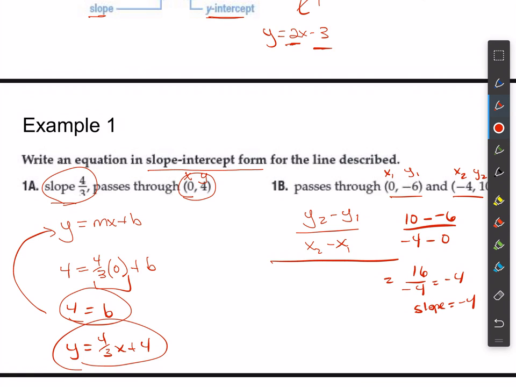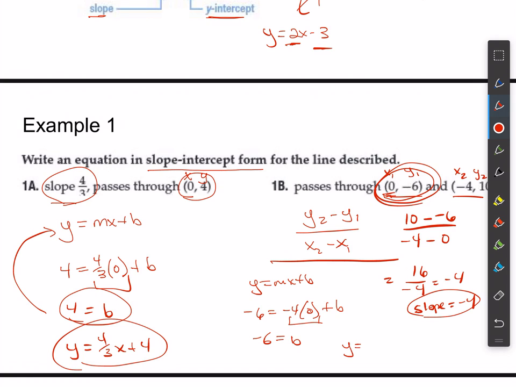Now I'm going to use a point. The point I'm going to use is this one because I like this 0 here, and I think it's going to make things easy. So we're going to go back to y equals mx plus b, and I'm going to plug in the things that I know. I know a y value, it's negative 6. I know a slope now, which is negative 4. I know an x value, which is 0. And I'm trying to find b. This just goes away, so b is equal to negative 6. Therefore, my equation will be y equals negative 4x minus 6. And I am all done.